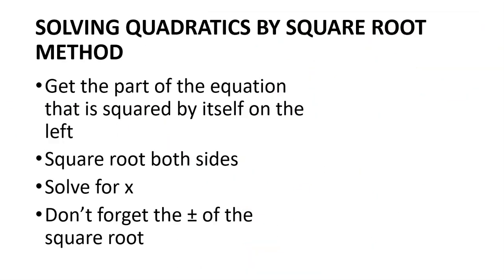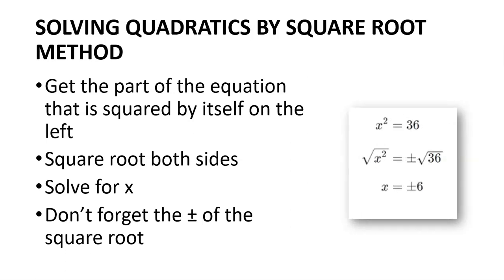So that is solving quadratics by square root method. First, make sure that you get the part of the equation that is squared by itself on the left. Square root both sides, solve for your x, and then don't forget the plus and the minus of both sides.